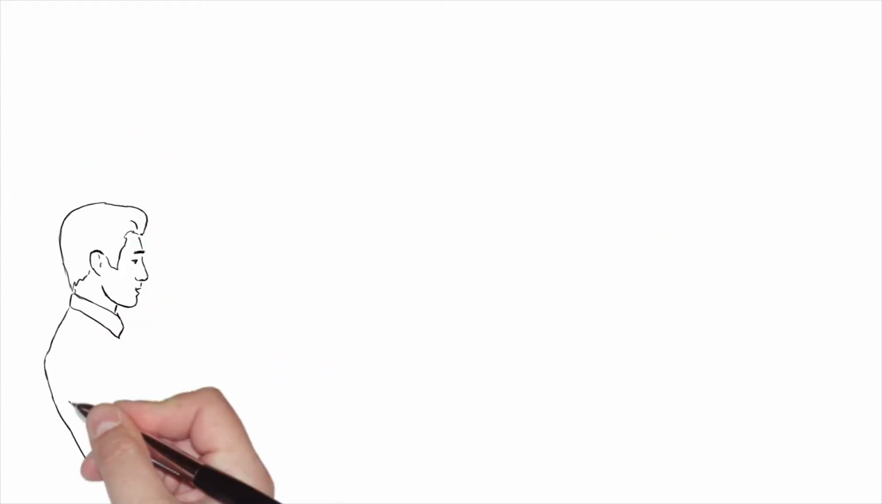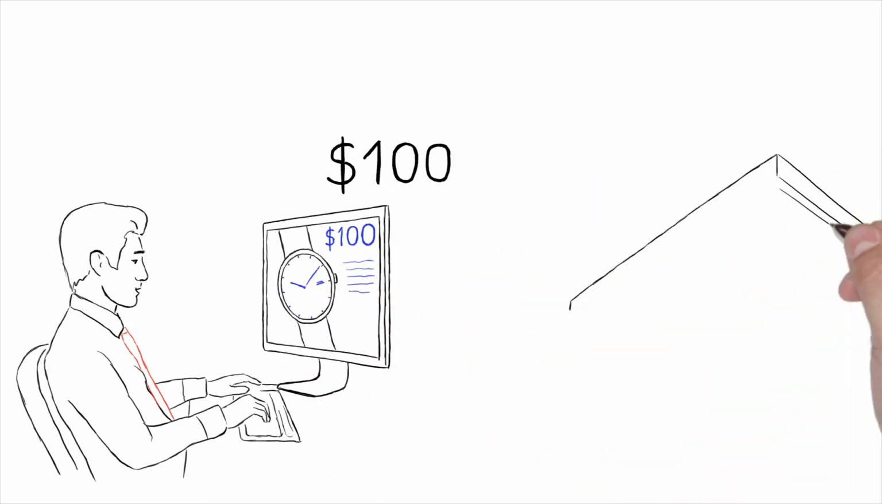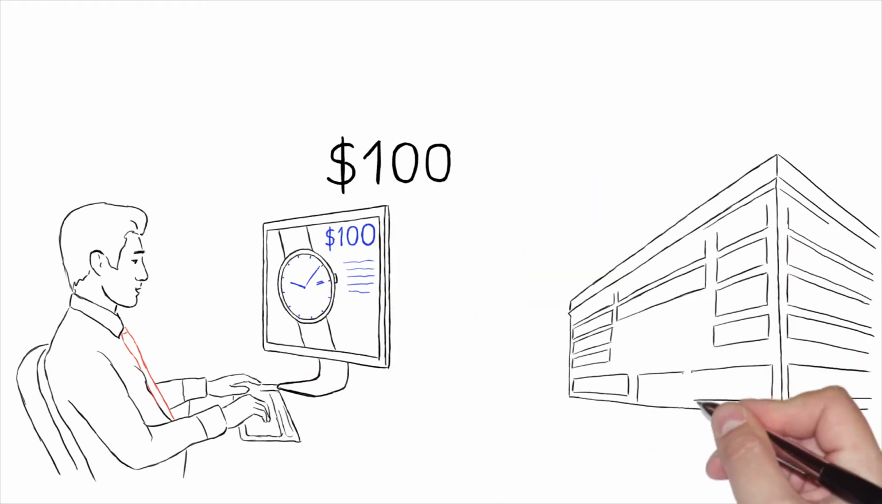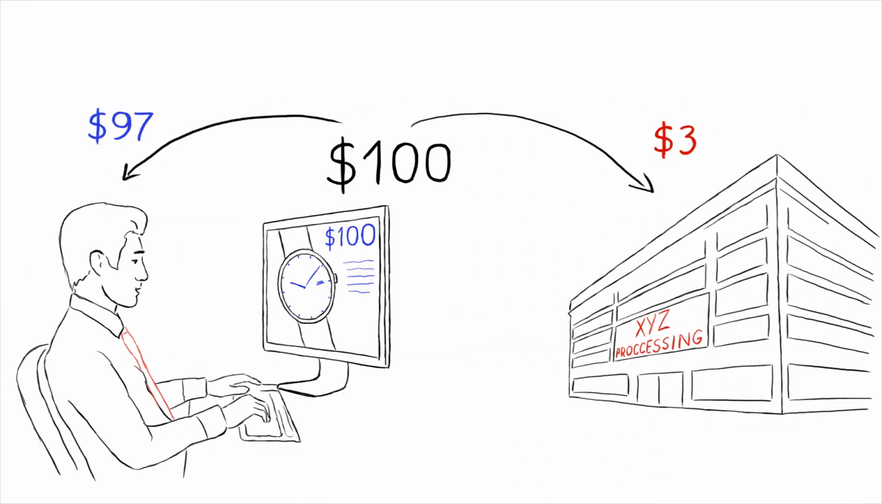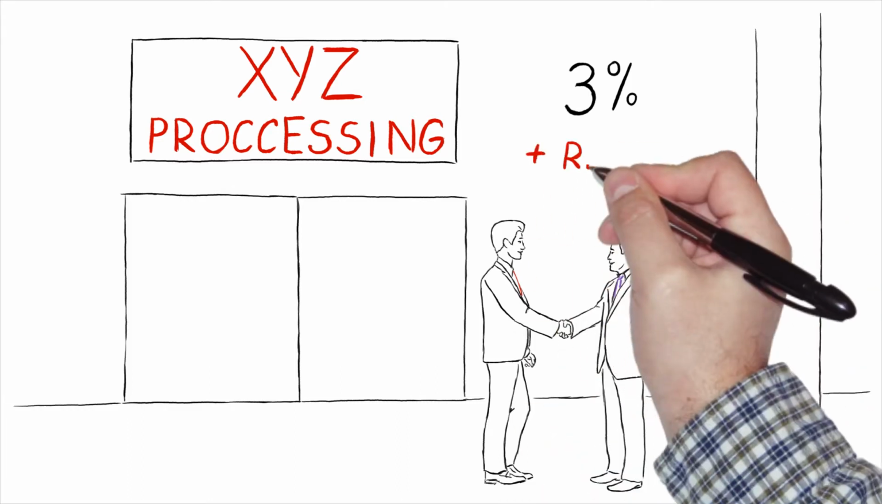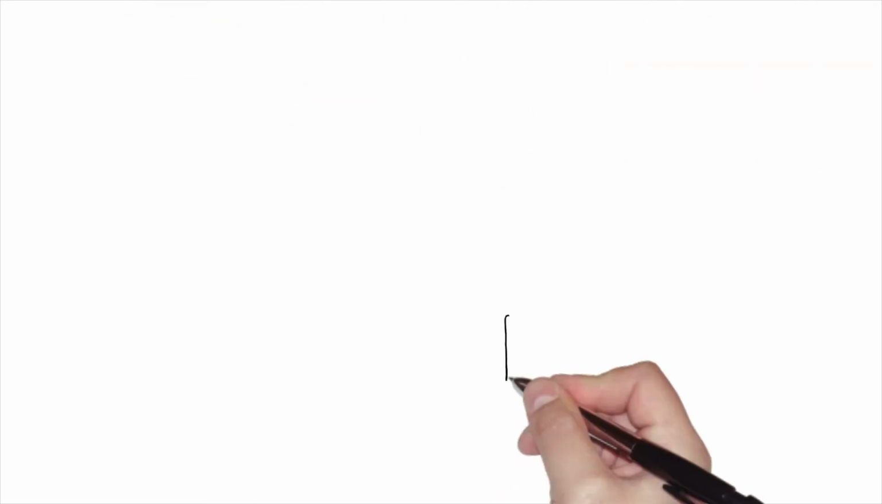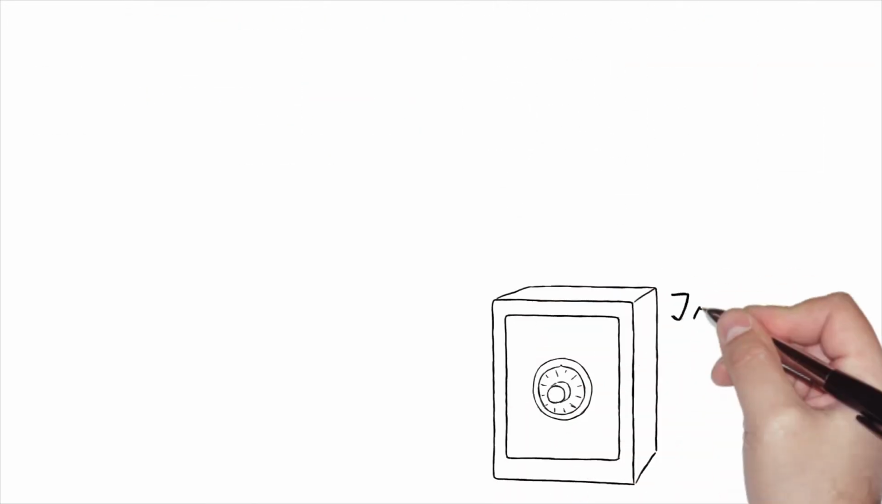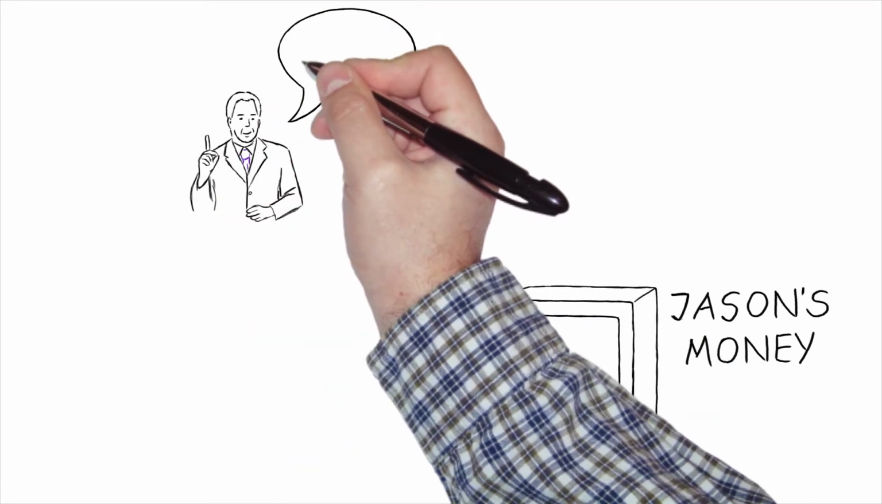So for every $100 Jason processes with his merchant account, he keeps $97, and the credit card processing company keeps $3 as their fee. Now, this is a pretty common scenario, but what has picked up traction in the previous 5 to 7 years is for the credit card processing company to also require a reserve. This reserve is a pool of Jason's money held by the credit card processing company to protect them against loss.